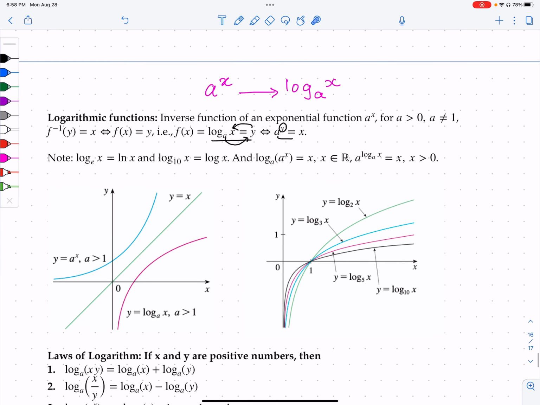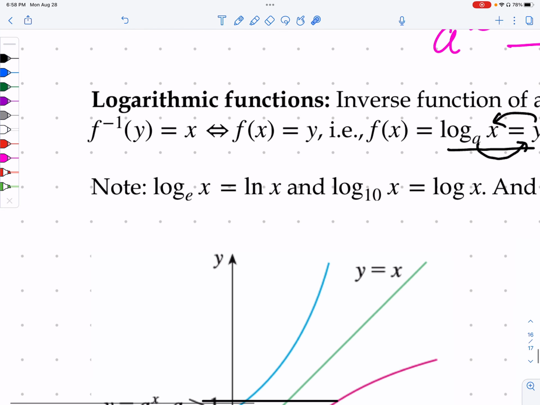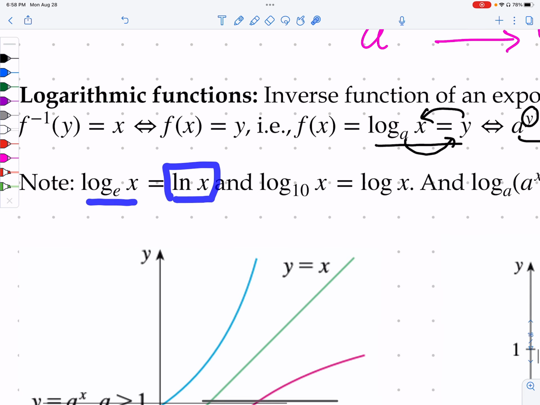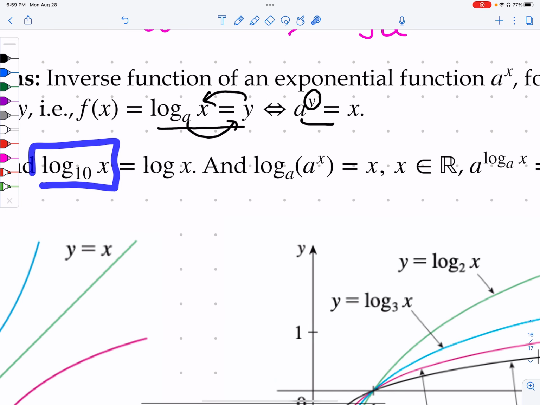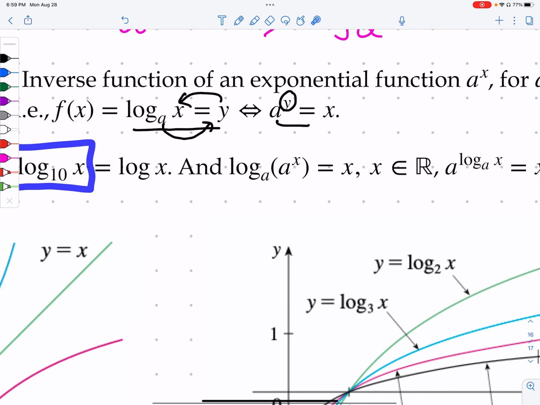And a couple of notes about the logarithmic functions. As I told you before, log x base e is the popular function ln of x, which your calculator has. So whenever you see ln of x in your calculator, what we are talking about is the log x base e. And when we say log x without any base, by default the base is 10. So whenever you see log x on your calculator or computer, it basically means log x base 10.